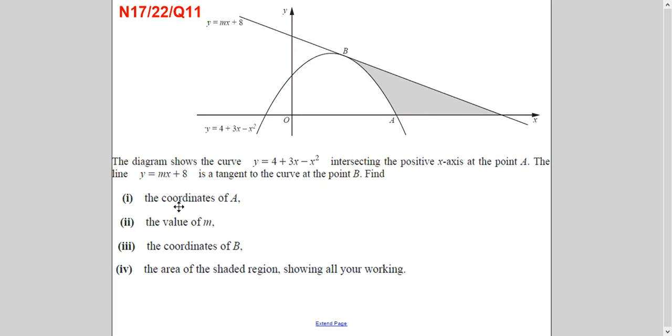So let's start with part A. Part A is on the x-axis. It means we have to substitute y equals 0 in the equation of the curve, because on the x-axis the y coordinate is 0. If I look at this equation, I should get 2 values of x. One negative, which represents this interception, and one positive. So the positive answer will be my x coordinate of point A.